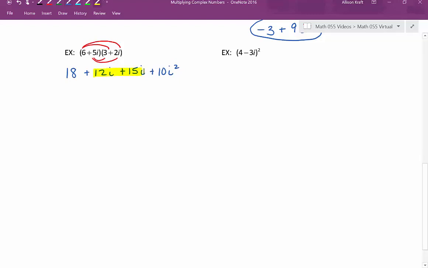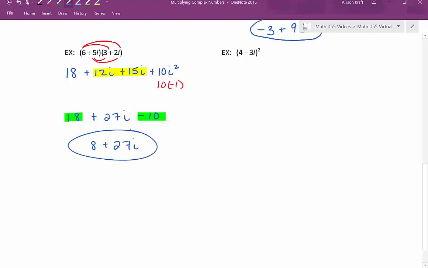Notice that we have like terms here in the middle that we can combine. Also note that we have an i squared, and we're going to want to replace that i squared with -1. So we'll have 18 plus 27i, and now 10 times -1 becomes -10. And we can combine these like terms. We get a final answer of 8 plus 27i. Please notice that I did write my answer in the form a plus bi.